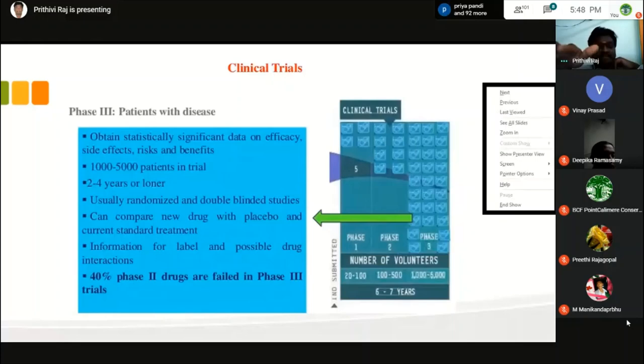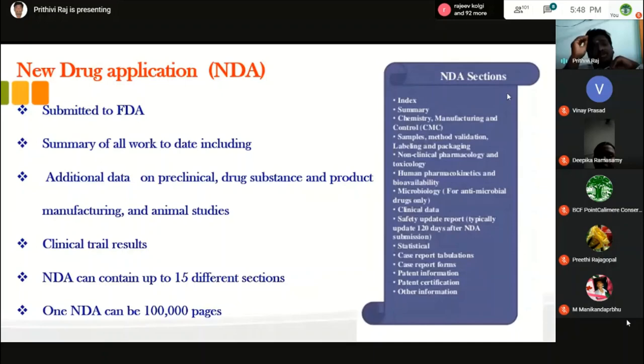One is nature, another is the situation, another is patient concern. That is very, very important. So next is the new drug application. When you find the new drug, how do you submit it? We have to submit to the FDA.